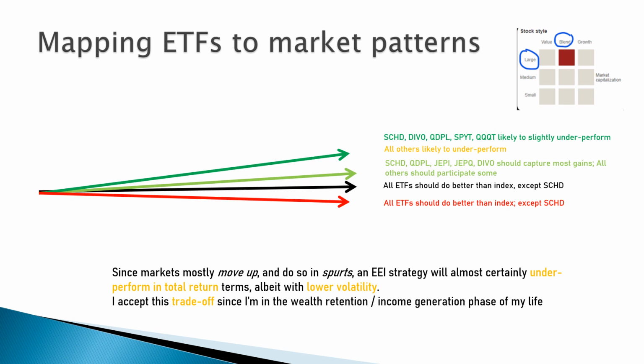I'm in the second stage as an investor, which is wealth retention and income generation. Those are the two primary considerations, not trying to grow wealth. I again expect underperformance to be in the range of 100 to 200 basis points per year. Okay. So I think that's pretty much it for mapping ETFs to market patterns.